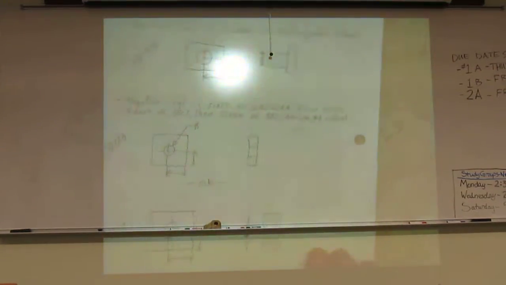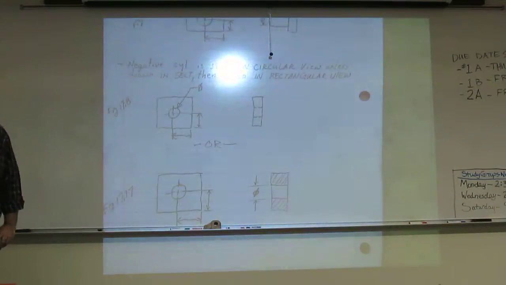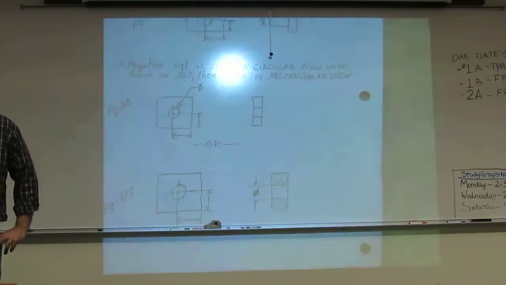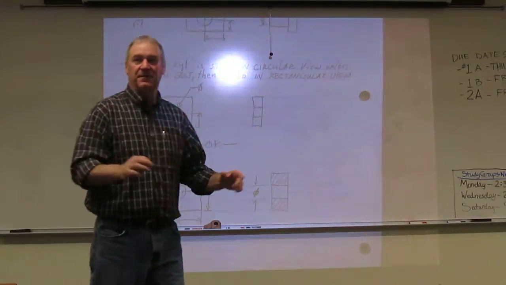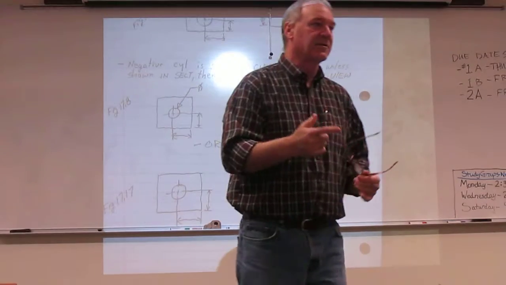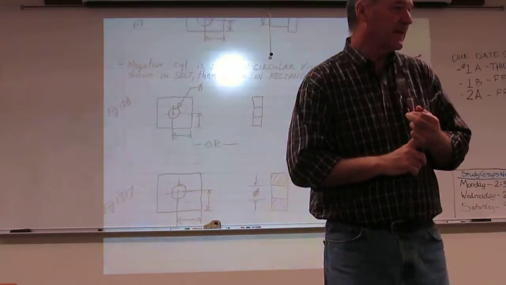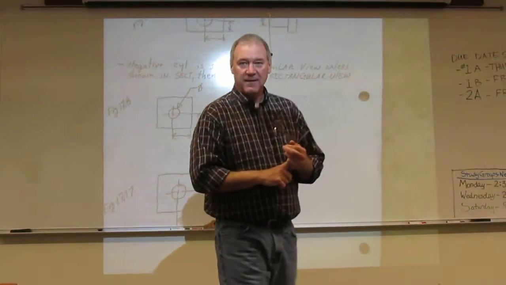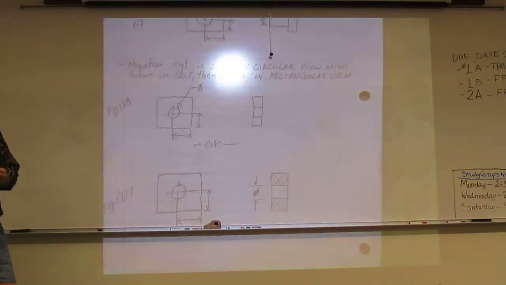Negative cylinders. Here's the statement on negative cylinders. Negative cylinders are sized in the circular view unless shown in section. Then they are sized in the rectangular view. Now keep in mind, this is general concepts with all cylinders. Locate them in the circular view, both of them. Size dimension for positives in the rectangular. Negative cylinders sized in the circular view unless shown in section.